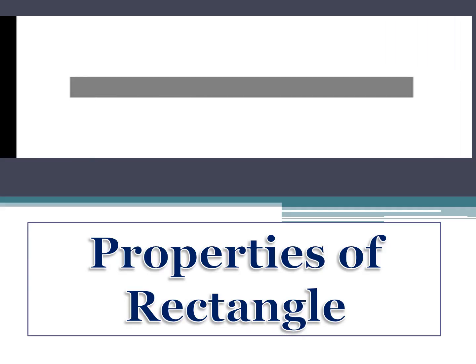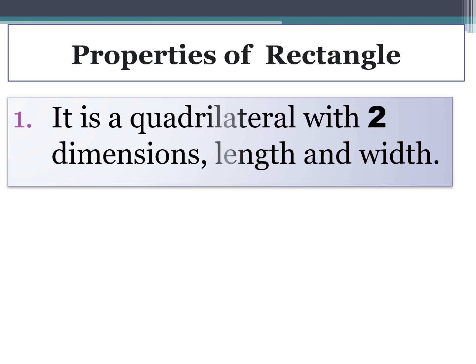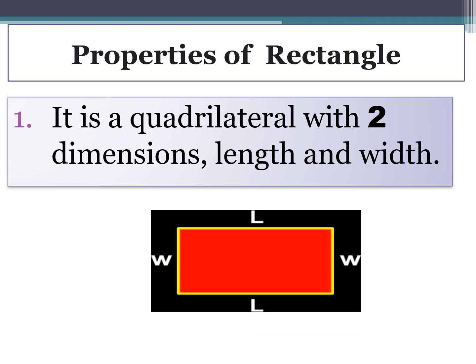Let's learn about the properties of rectangle. The first property of a rectangle is it is a quadrilateral with two dimensions, that is length and width. We also call width as breadth. Do you remember what the term quadrilateral means? Well, students, quadrilateral means four sides.